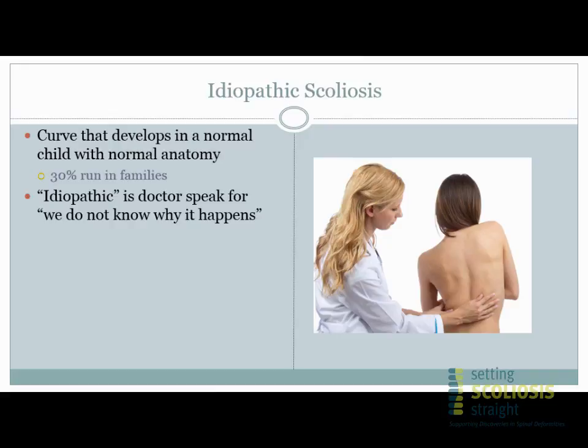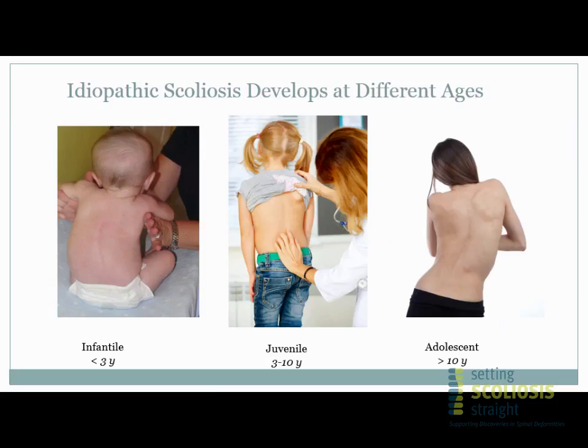Idiopathic, as you know, if you don't know, means we don't really know what it's from. The word idiopathic in doctor speak means, not that we don't have any idea, but that we don't know what caused it. So adolescent idiopathic scoliosis is what we are talking about generically in this meeting today. And it's in distinction to this group.